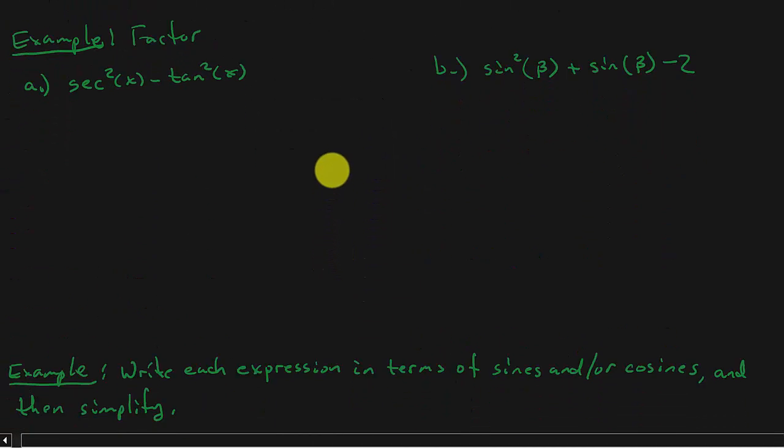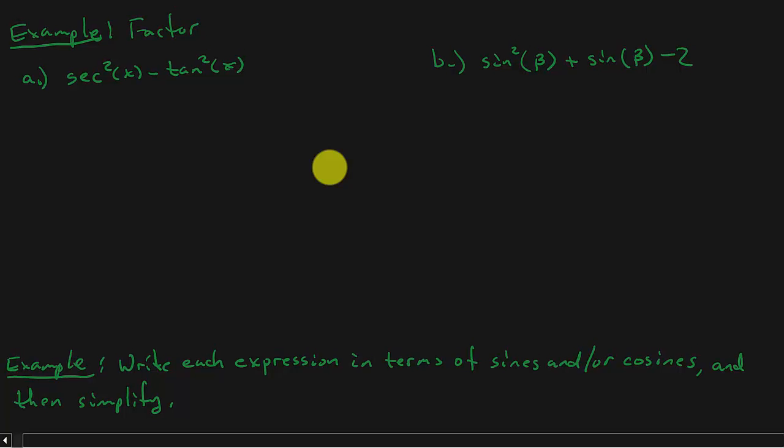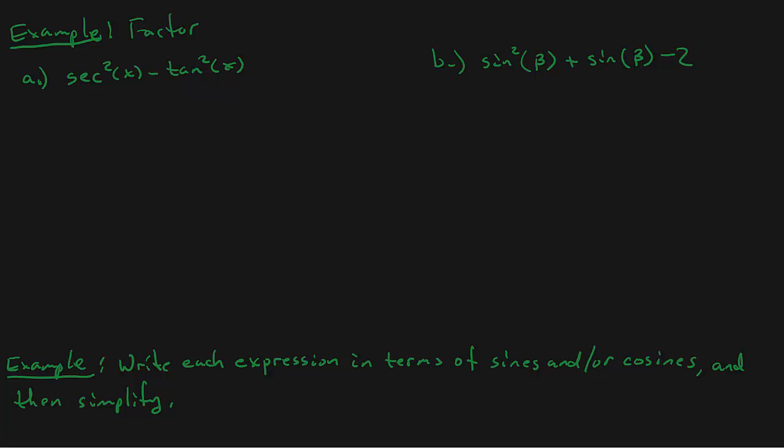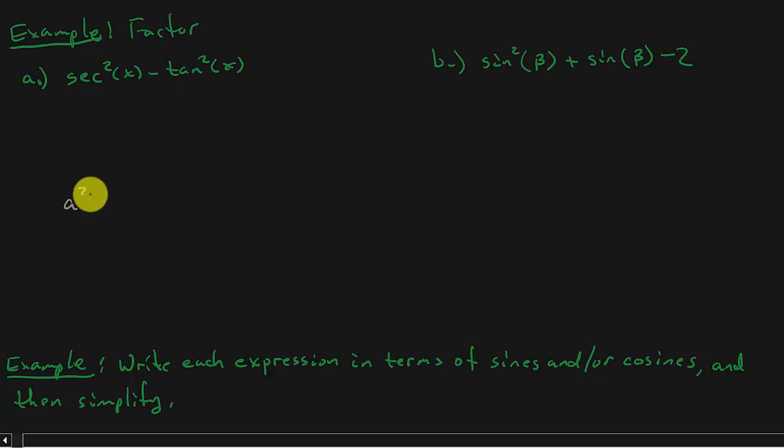All right, and then let's look at factoring. So hopefully you remember how to factor. To factor this one, do you recognize that this is just what? A squared minus b squared is equal to a minus b times a plus b. That's just the difference of two squares. And in this problem, a is secant, b is tangent.